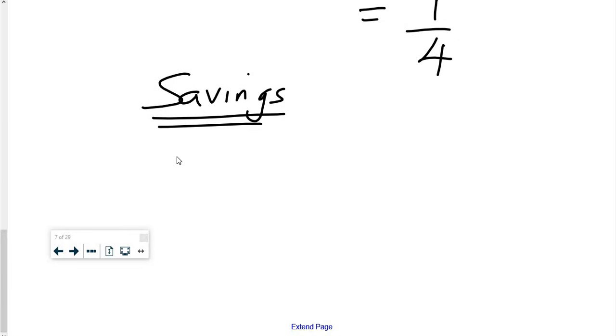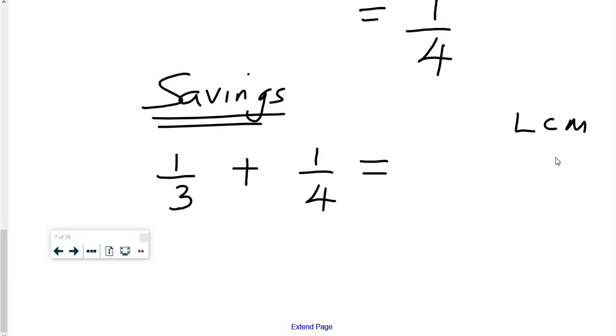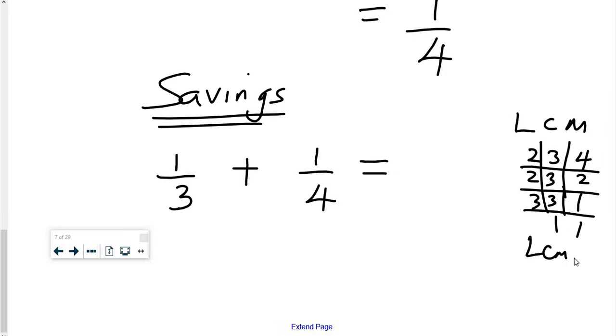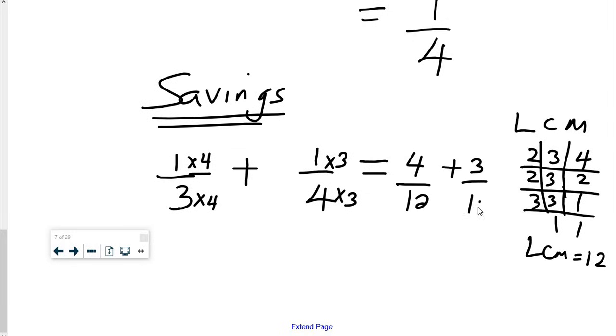So we'll have 1 upon 3 plus 1 upon 4. Find the LCM of 3 and 4. You write here LCM of 3 and 4. That is 2, 3, 2. This is 2, 3, 1. This is 3, 1, 1. So LCM is equal to 2 into 2 into 3, that is 12. Now you do into 4 here, into 3 here, and this will be 4 upon 12 plus 3 upon 12.